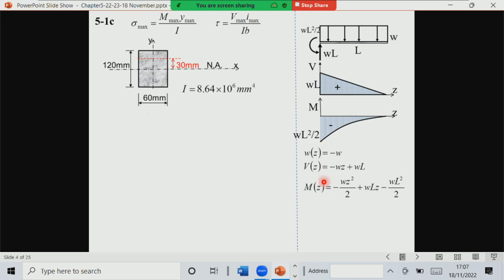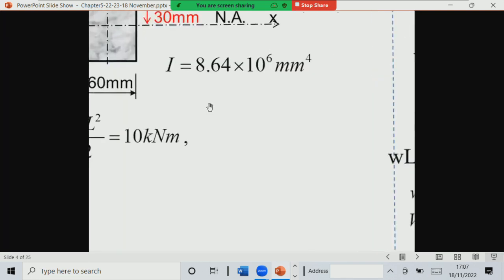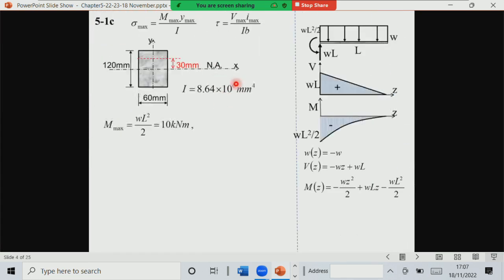So definitely the maximum normal stress occurs at the support, and y max are the two layers at the very top and at the very bottom of the beam. So y max is plus minus 60 millimeters. This is M max, and if I substitute the values of W and L in the equation, I end up with the value of 10 kilonewton meters.